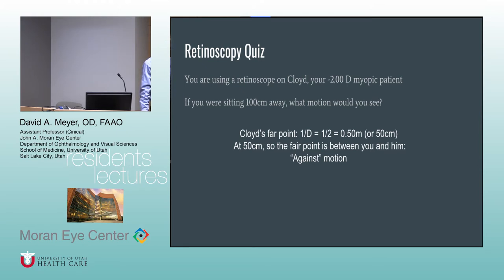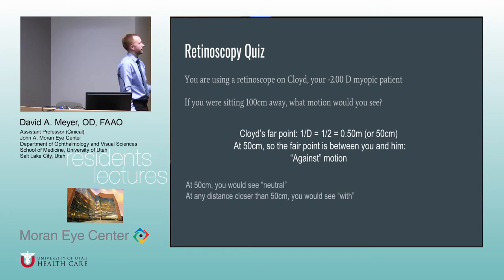But if you go to his far point, you would see neutrality. That's exactly right. If you scooted up 50 centimeters and were at that far point, you would see no motion. And if you scooted up even closer, which would start to get a little creepy, you would start to see with motion. At 50 centimeters, you see neutral. At any distance closer than 50 centimeters, you would see with. Good.